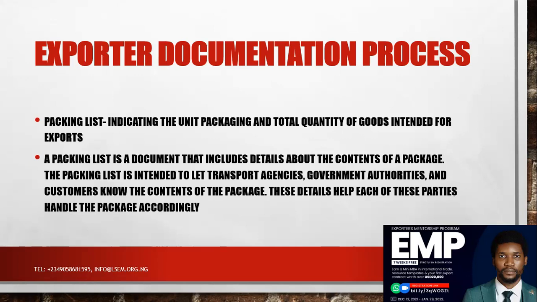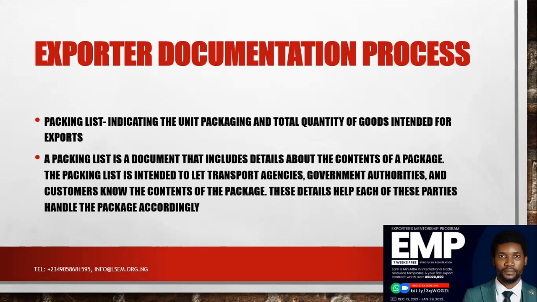Then we have the packing list. The packing list indicates the unit packaging and total quantity of goods intended for export. Like with our own portal in Nigeria now, the three documents they will require from you at customs are the commercial invoice, pro forma invoice, and your packing list. The commercial invoice and the pro forma invoice are the same thing. Your packing list is similar to the commercial invoice, but different.